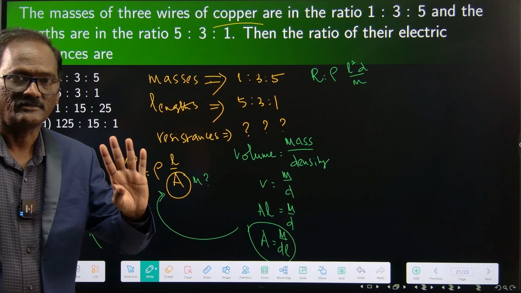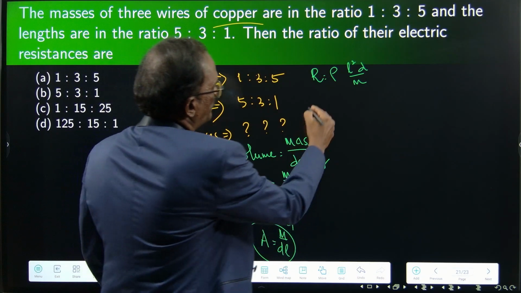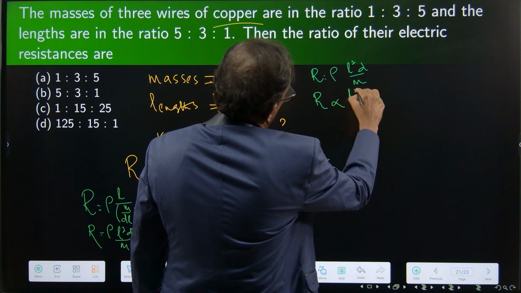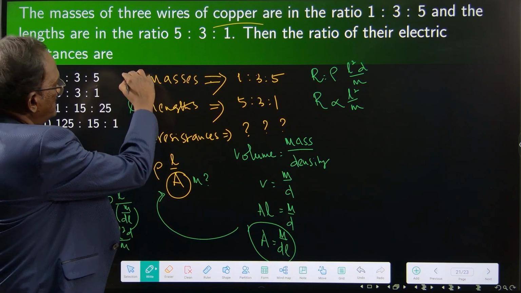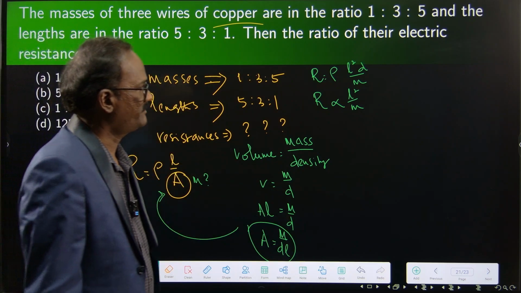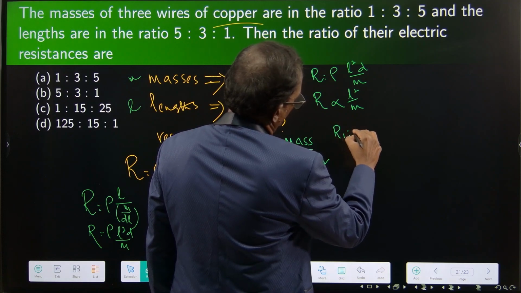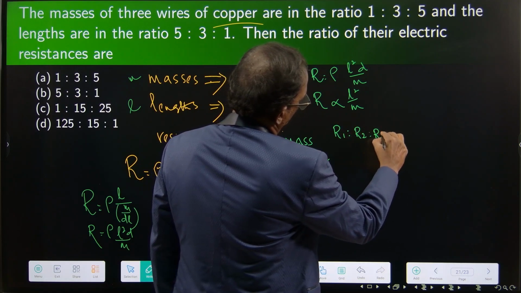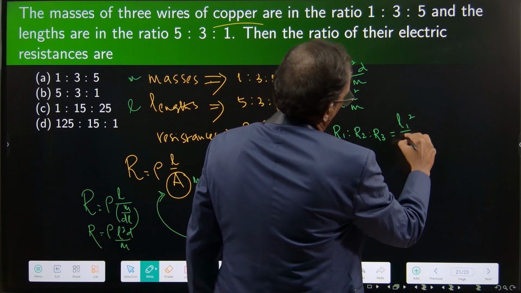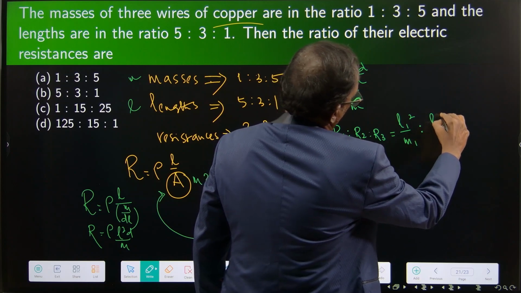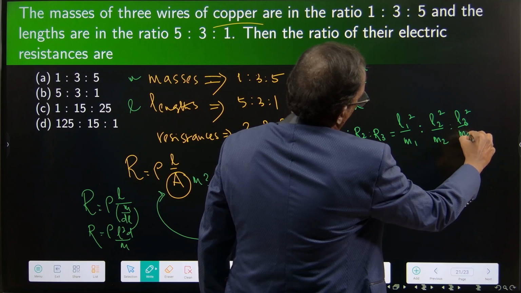Density is constant for copper, kilogram per meter cube. So rho is constant. So R is proportional to L square by m. L and m are available. You can easily find the ratios, right? So R1 is to R2 is to R3 is equal to L1 square by m1, similarly L2 square by m2, L3 square by m3.